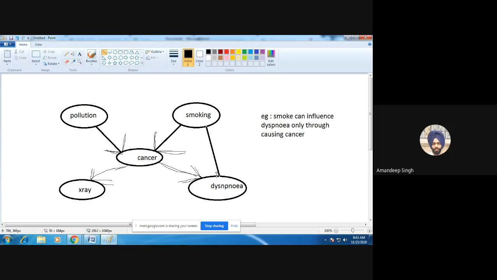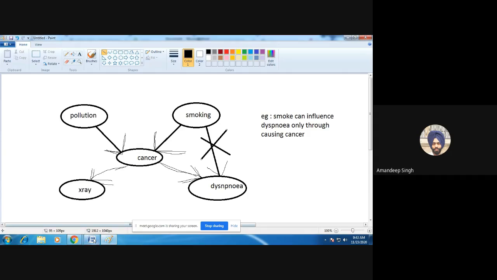The direct link that we are talking about, that is not there. It doesn't exist. This link is not there. That is, the direct link is not there between smoking and this disease, dyspnea, that is shortness of breath. It is happening as one of the causes can be smoking, but it is happening through the cancer. That is what we are trying to say.